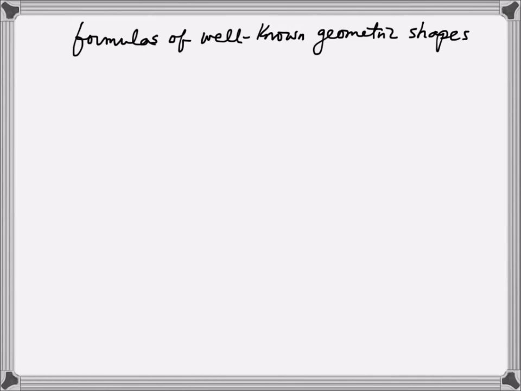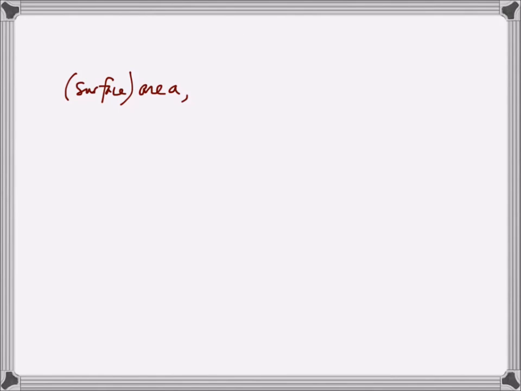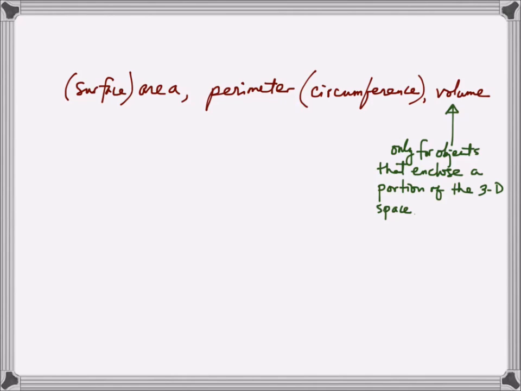In this video lesson today, we'll look at formulas of some well-known geometric shapes. In particular, we're going to look at three aspects of these shapes. The first one is going to be area or surface area, depending on the geometry. The second one is going to be perimeter, or it's called the circumference for circles, and the volume. Notice that we can only speak about volumes for objects that enclose a portion of the three-dimensional space.